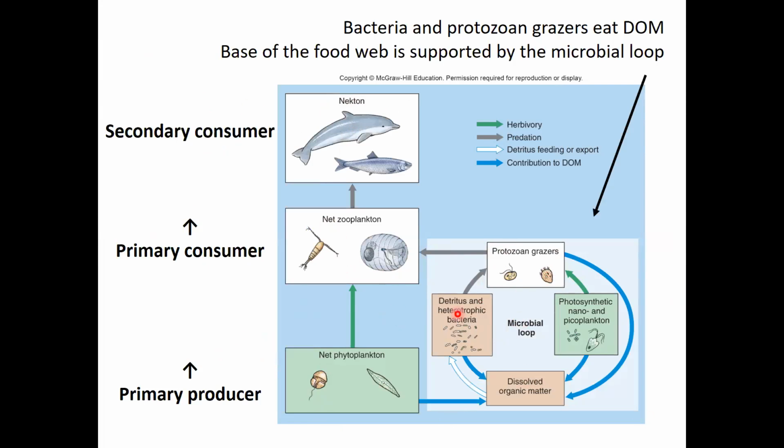So the dissolved organic matter released from plankton is consumed by these protozoan grazers and can also be consumed by different bacteria like picoplankton and nanoplankton. So rather than lose that dissolved organic matter to the seawater, it's going to be recycled. It's going to be consumed by protozoans and by picoplankton that are going to become a part of this food web, this food chain on the left. So the base of the food web is supported by the microbial loop, which is recycling and using all of that dissolved organic matter.